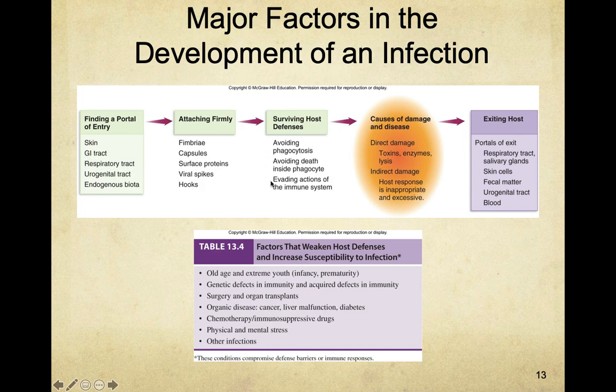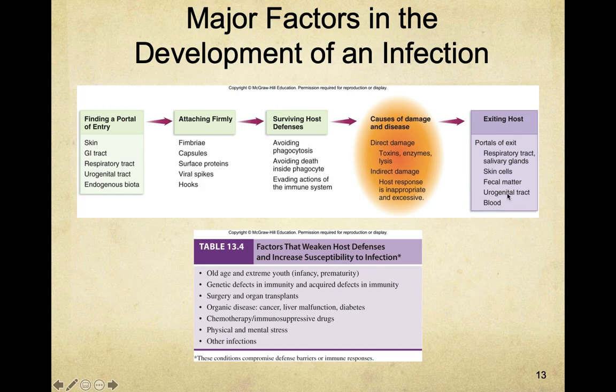And then if you can do this, you're going to cause damage to the person or the host organism as well. Then the whole game is just to get out of your host and start the cycle over and cause somebody else to get sick. There are a bunch of easy ways to do that: the respiratory tract, skin cells, shedding through dead skin cells, fecal matter, fecal-oral routes, genital or sexual routes, things like that.